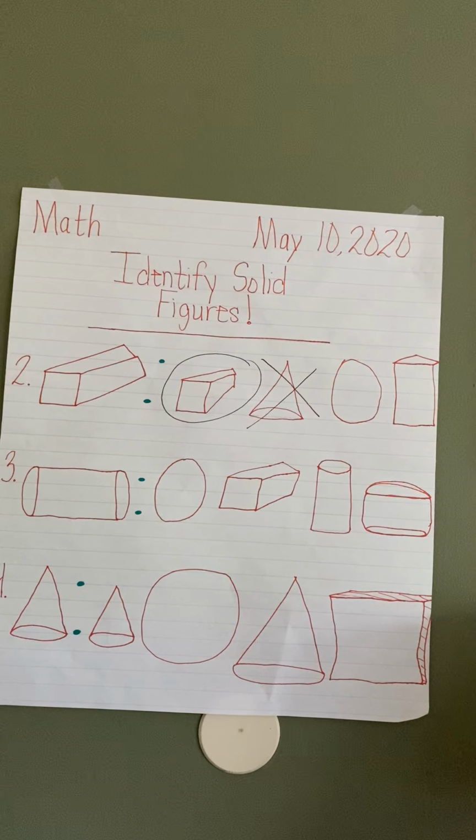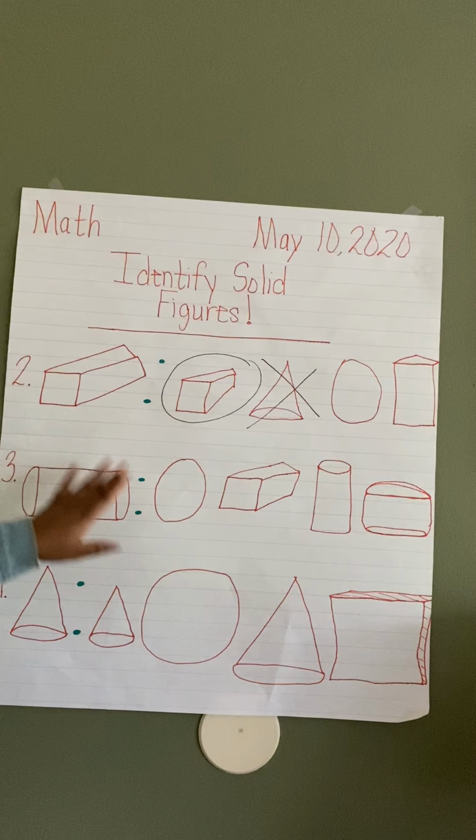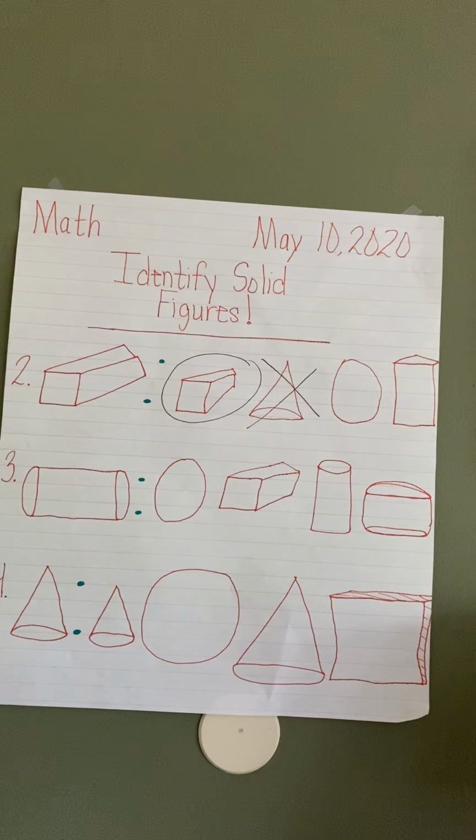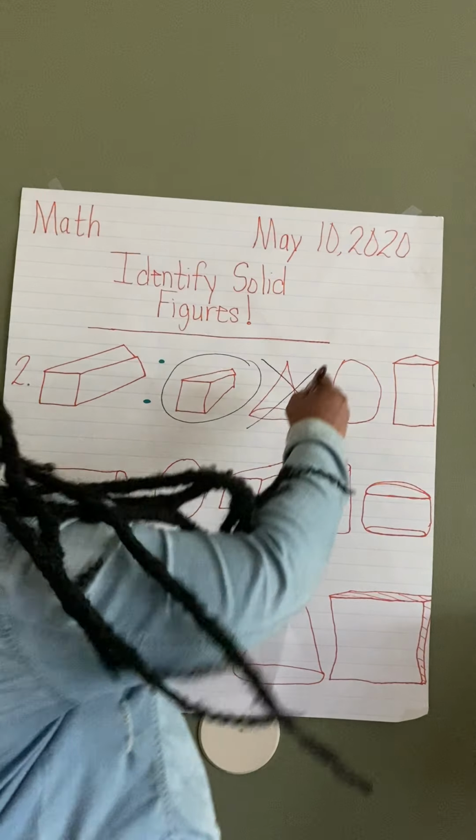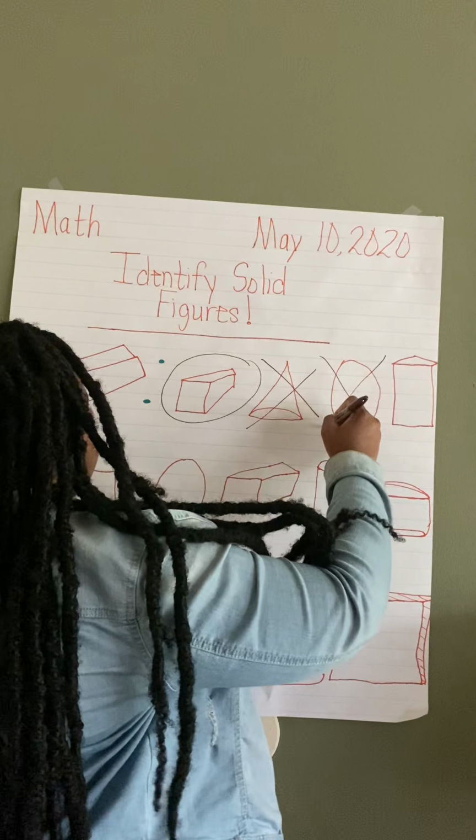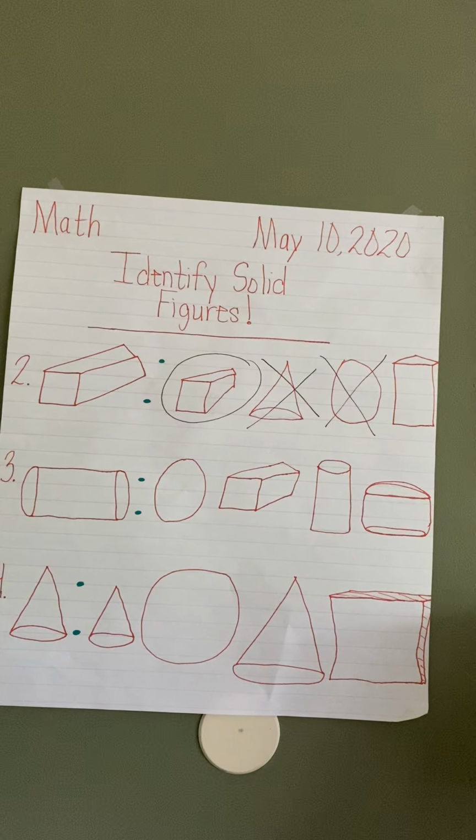All right, looking at the next object, what is the next object called? The next object is called a ball of yarn. Is a ball of yarn the same as a rectangular prism? It is not. So what are we going to do when the item is not the same? We're going to put an X on it. So let's go ahead and mark an X on that ball of yarn.